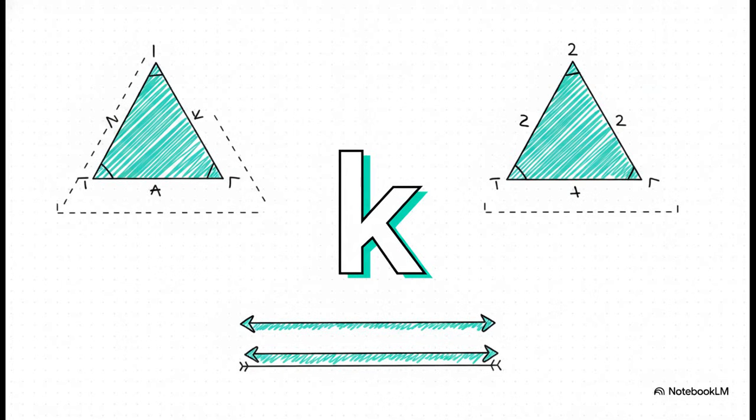We call this specific multiplier K. K represents the length scale factor. And because lengths are a one-dimensional measure, literally everything linear scales by exactly this factor K. That includes your side lengths, your heights, and yep, even the entire perimeter. If a shape's sides double, its perimeter doubles right along with it.